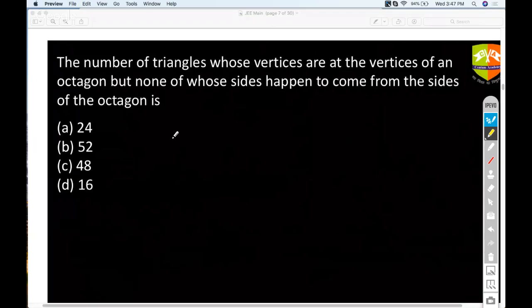Okay, this is question number 7 for you. So please mark your response against this. Yes, exactly. So they are made out of the diagonals.